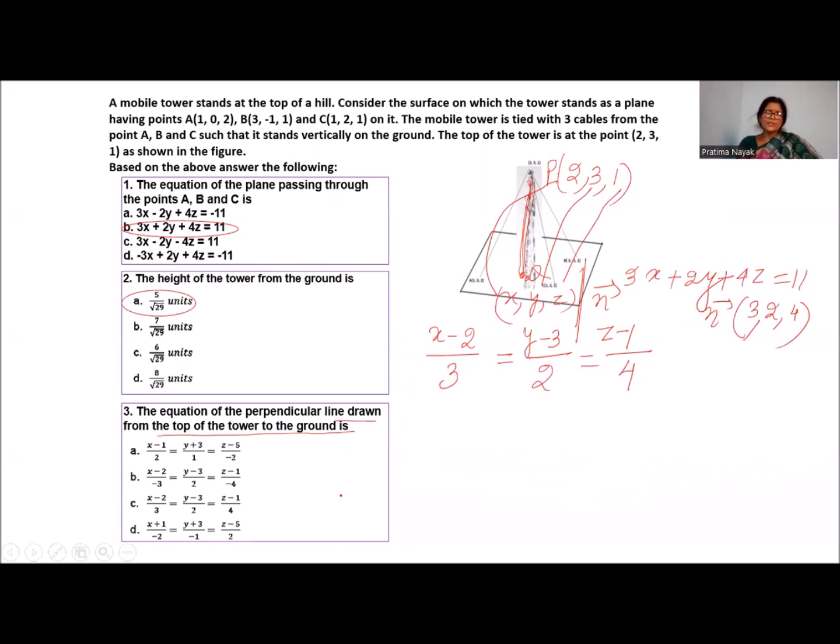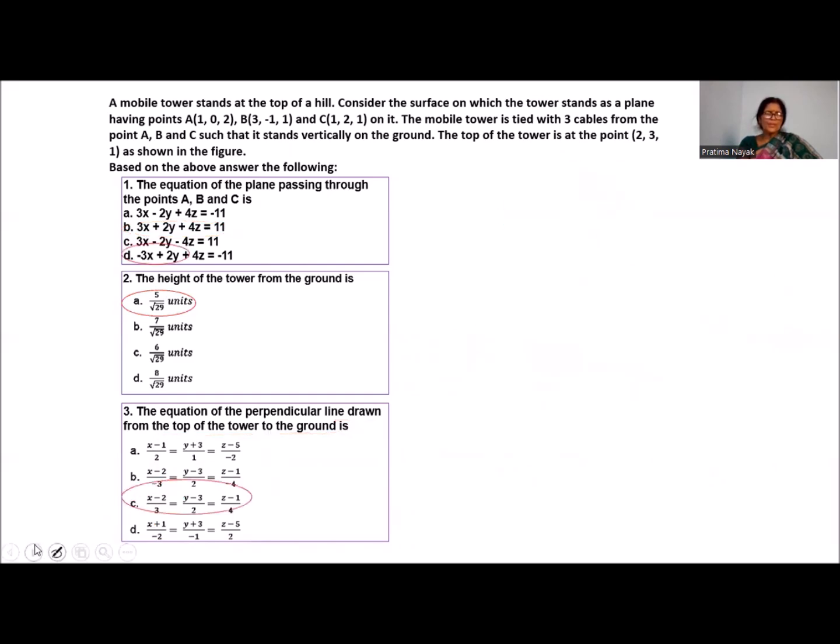Now you have to select the options. Option 1 is not the answer because it is y plus 3. Y minus 3, here it is minus first, so this is not the option. X minus 2, y minus 3, z minus 1, 4. So C is the answer of this question. So we did part 1, part 2, part 3. The answers are B, A, C, sorry, it is B.